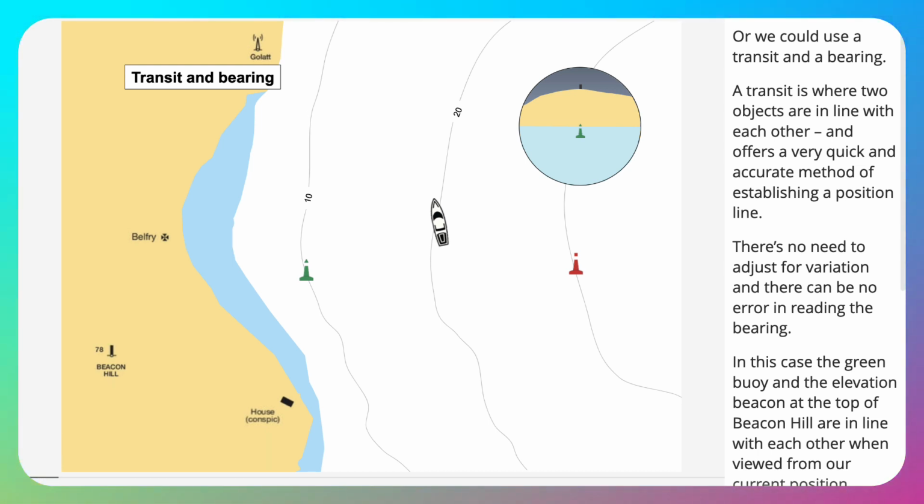Or we could use a transit and a bearing. A transit is where two objects are in line with each other, and offers a very quick and accurate method of establishing a position line. There's no need to adjust for variation, and there can be no error in reading the bearing.